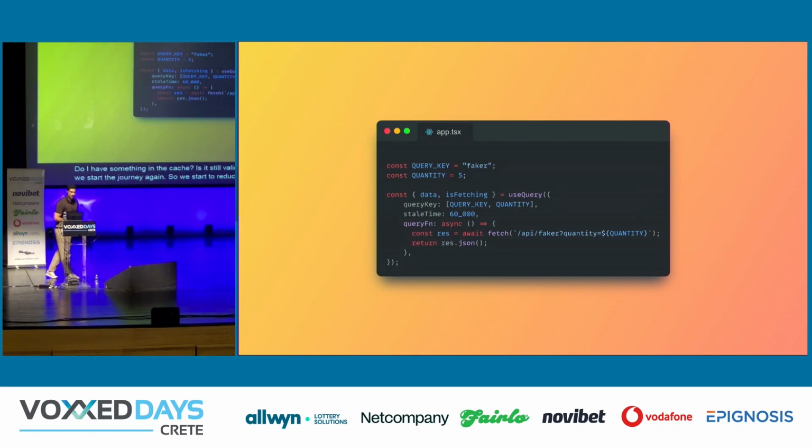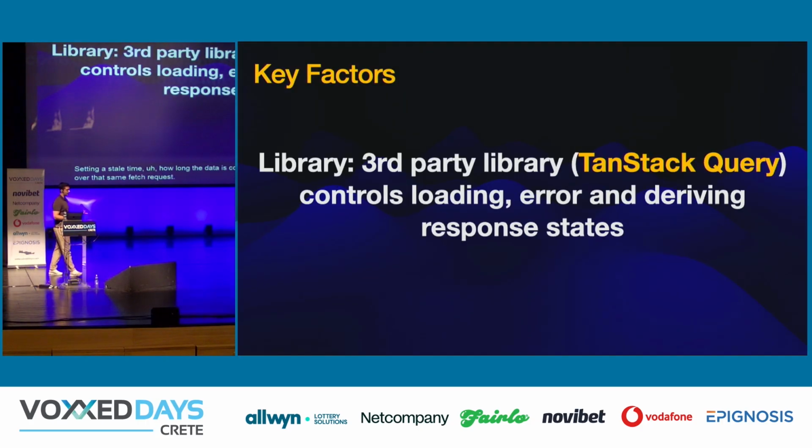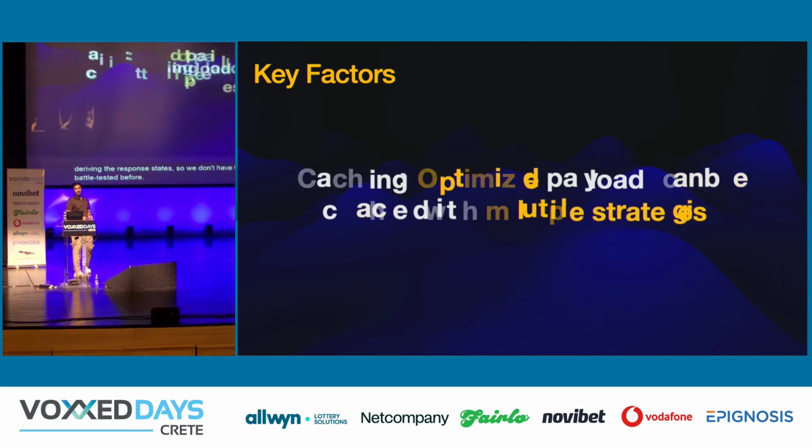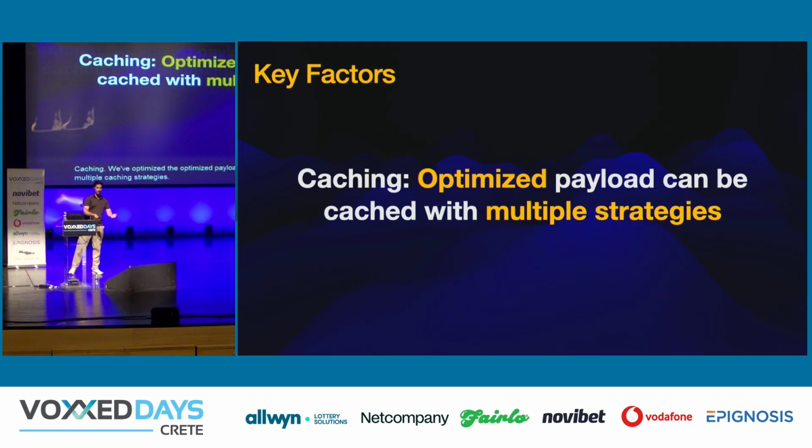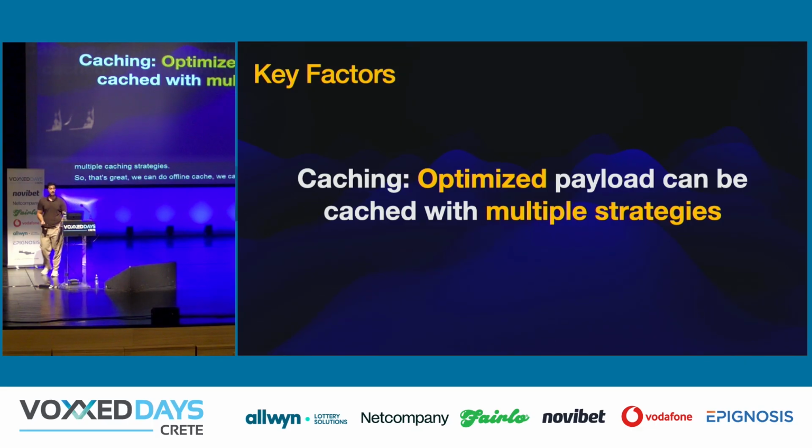And so the function doesn't look too different. Instead, now we're using this useQuery over here. We're passing some query keys that help us cache and manage the reference to that cache, setting a stale time, how long the data is considered stale for, and we're passing over that same fetch request. So what are the key factors here? A third-party library is now handling loading, errors, and deriving the response state. So we don't have to do any testing in this library. It's been battle tested before. That's fantastic. Caching. We've optimized the payload, it can now be cached, and we can use multiple caching strategies. So that's great. We can do offline cache. We can even use something called localForage, which then decides, depending on the browser, whether to use IndexedDB, WebSQL, or decides to use local storage. So that's a really cool option.